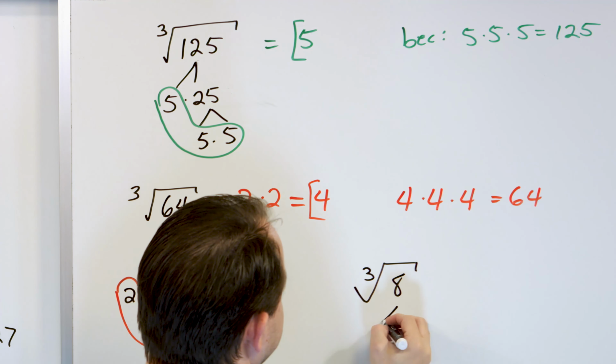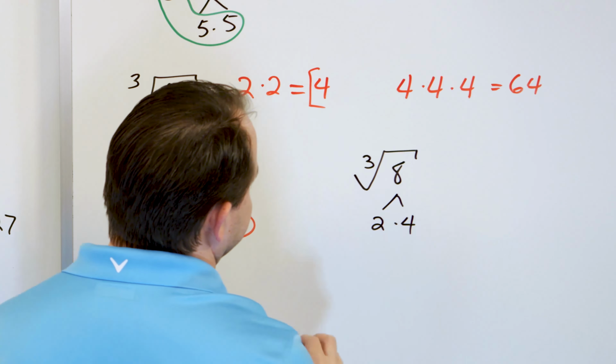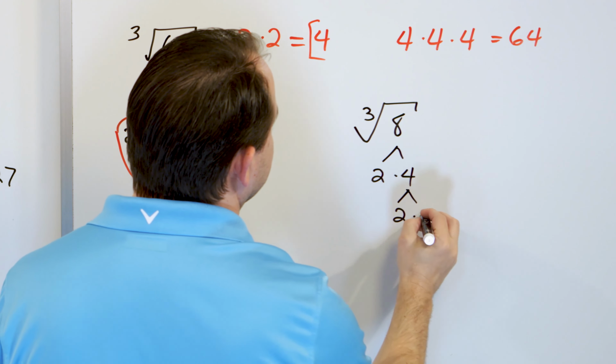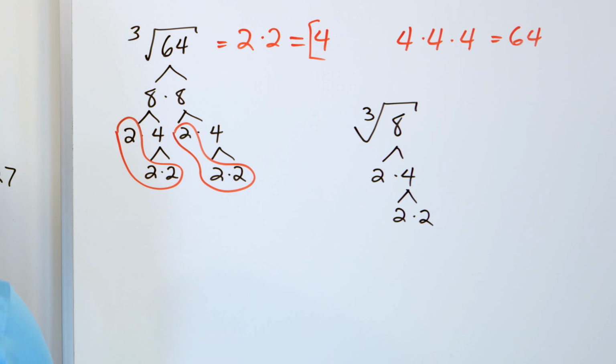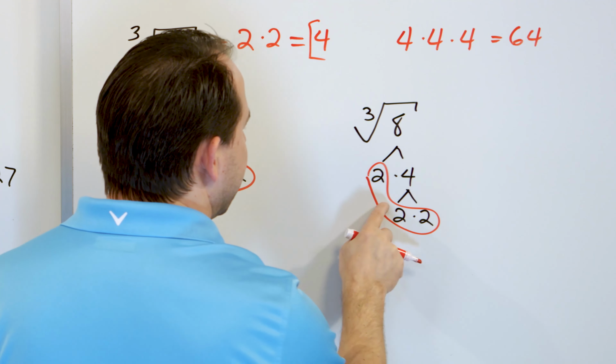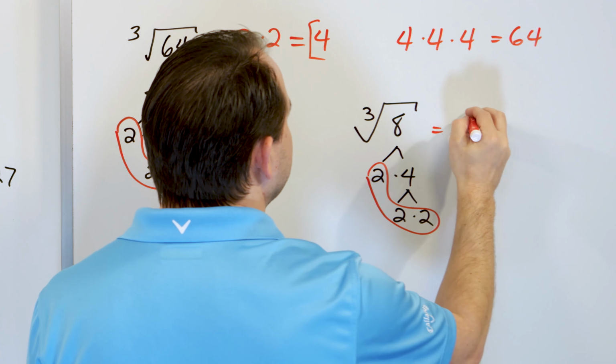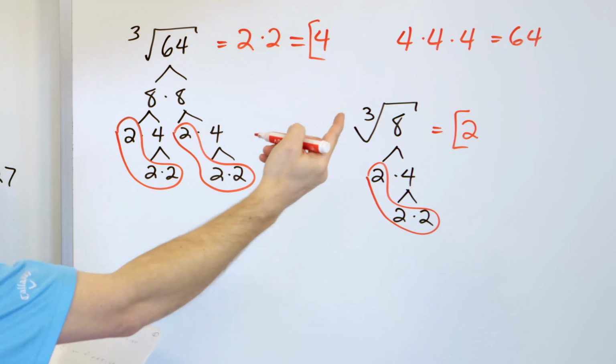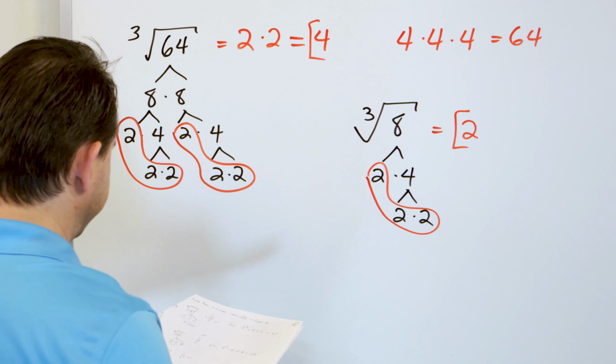We do a factor tree. 2 times 4 is 8. But 4 can be written as 2 times 2. And then I go and look for triplets, and I see a nice big fat juicy triplet right there. I only count it one time, so the answer is 2. Why? Because 2 times 2 times 2 is 8. That's the answer to that question.